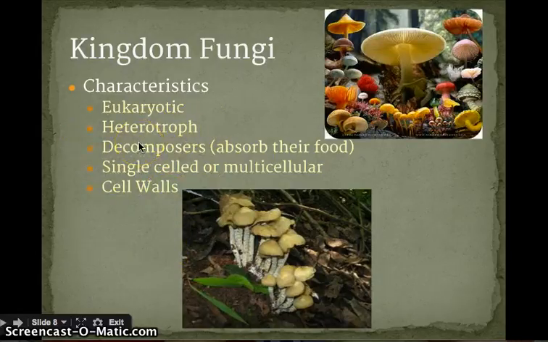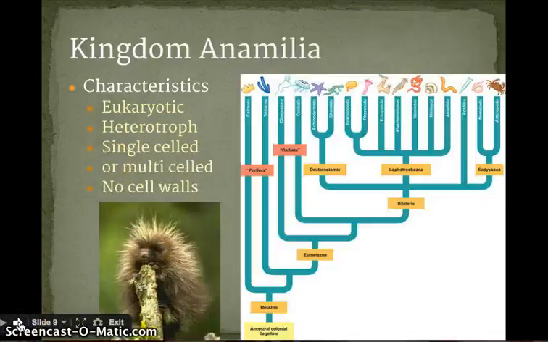So the only thing that distinguishes fungi from plants is that they're heterotrophs and decomposers, not autotrophs. Now our final kingdom is animals. Animals, again, are eukaryotes, just like plants and fungi. And remember, bacteria is prokaryote. Animals are also heterotrophs like fungi, but remember, plants were autotrophs. And animals do not have cell walls. Humans are animals, and we do not have cell walls. That's what distinguishes us from fungi. So these are the characteristics that you have to memorize for each one.